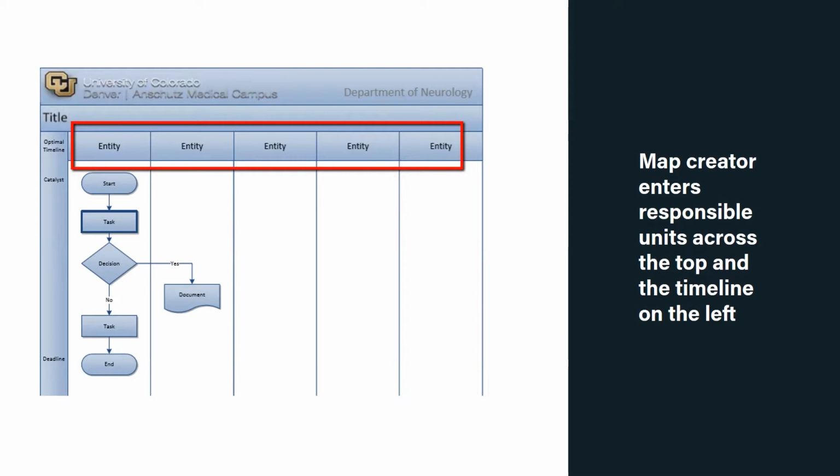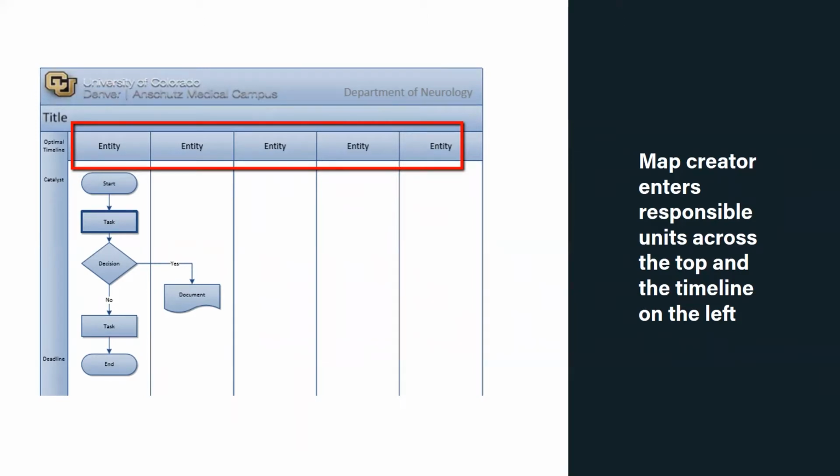You can tell that it's got the entities across the horizontal top. It's got a title. It's got a timeline going down the vertical left side. It's got the icon for the start, or the catalyst, which is usually an oval. Tasks are usually rectangles. Decisions are diamonds. When needed, we use arrows. If there's a yes or no, then that clarifies things.